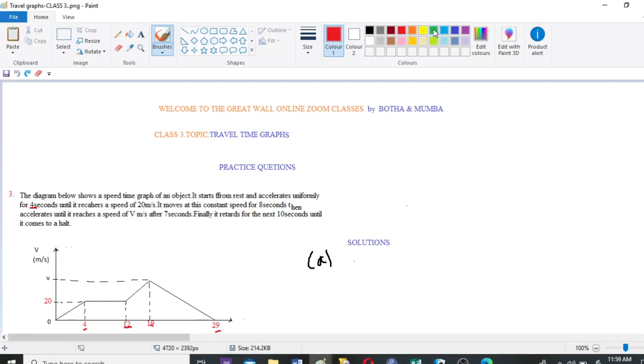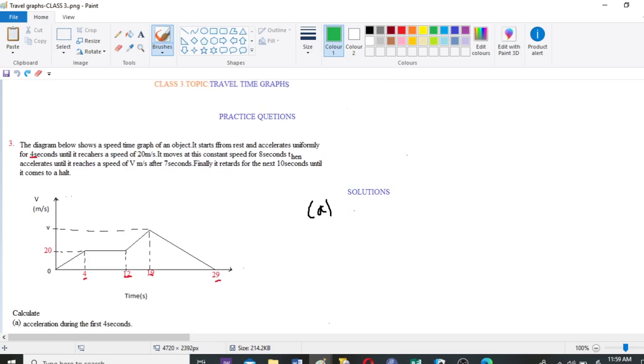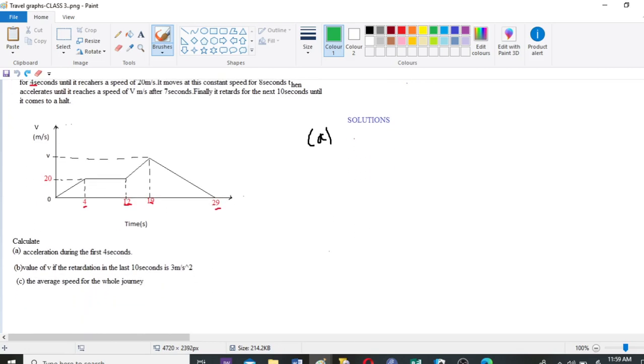Now, in the first class we introduced this topic, and in the second one we looked at some questions on how to solve questions involving distance. That was the distance time graph and the speed time graph. Then I gave you this question to try. Some of you tried, and especially the first question, A, calculating the acceleration, most of you answered it correctly, but in the second one and the third one, you are making some mistakes, and that's what I want to clear today.